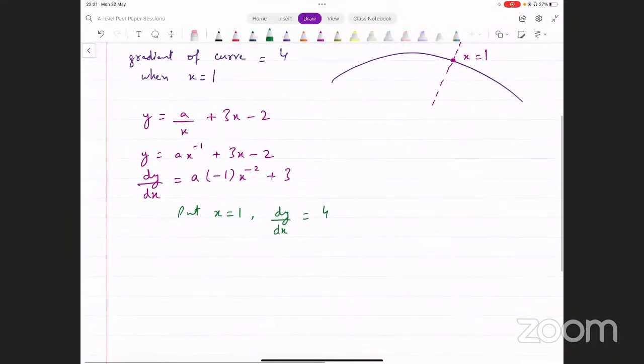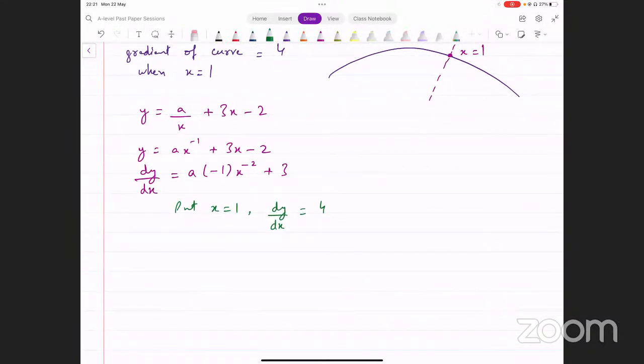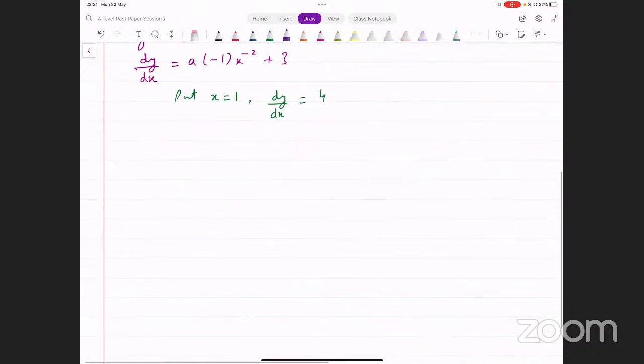x equals 1 के ऊपर gradient की value और derivative की value 4 के equal होनी चाहिए. So we can input that here in this equation. We can say 4 equals a into minus 1, so that's just minus a into x raised to power minus 2, which is 1 raised to power minus 2 plus 3. This should equal 4. And from this we get minus a plus 3 equals 4, and the value of a turns out to be 3 minus 4, which is minus 1. This is one value that we were looking for.